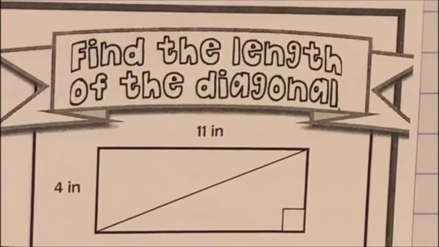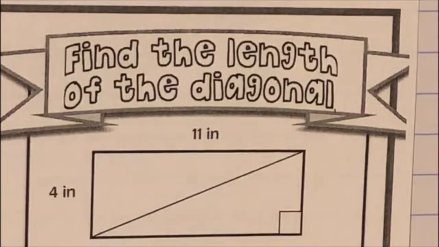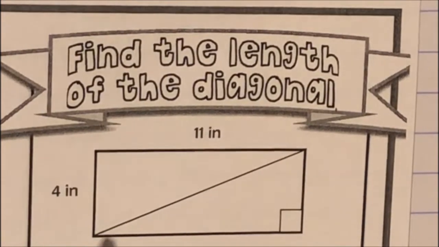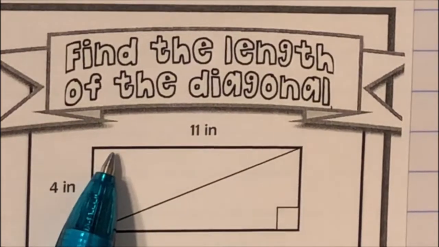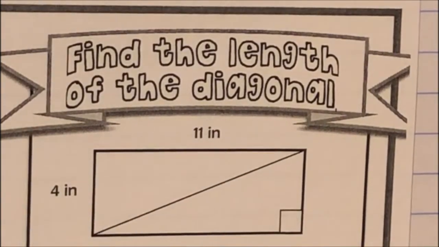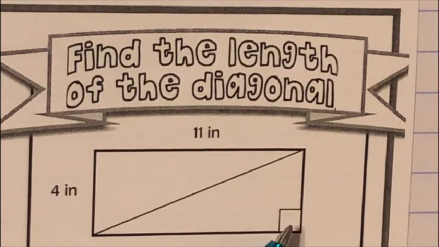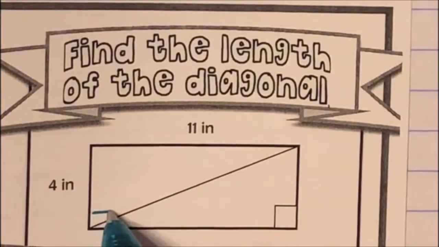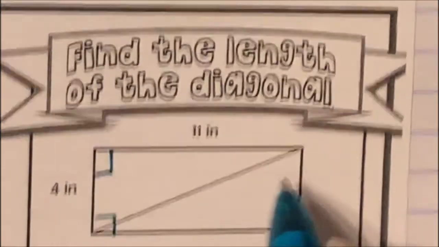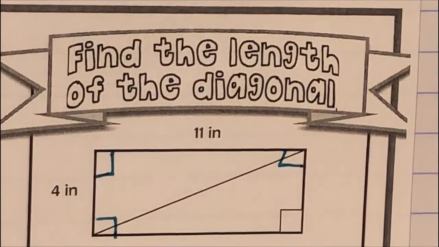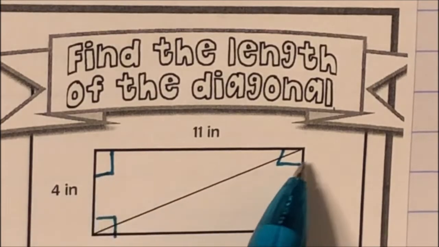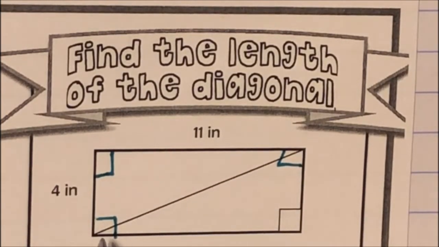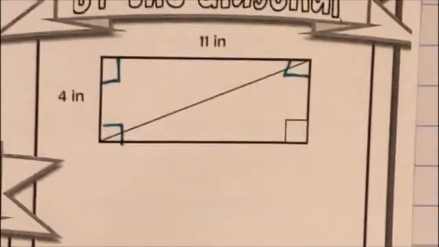My second try it problem says find the length of the diagonal. So this is a rectangle. Rectangles have 4 sides and 4 right angles. So this is a right angle, this is a right angle, this is a right angle, and this is a right angle. So I now have a right triangle. The diagonal is my hypotenuse, and I'm already given my 2 legs.